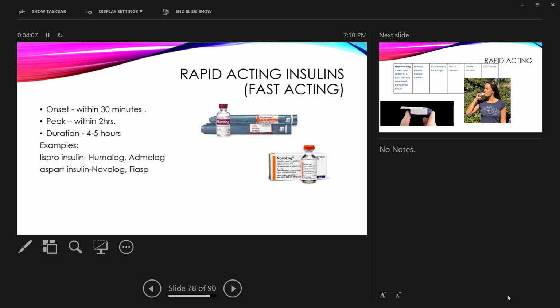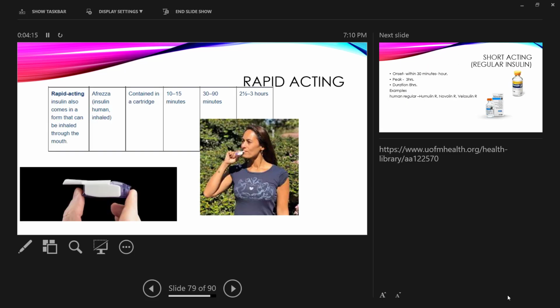Insulin, as I mentioned, is injected. Now, there is one type of rapid-acting insulin that is inhaled, and it is called Afrezza. So this insulin is not injected, it's actually inhaled through the mouth, and you can see here that it comes in these small cartridges, which a person can put to their mouth, push the button, and then inhale.